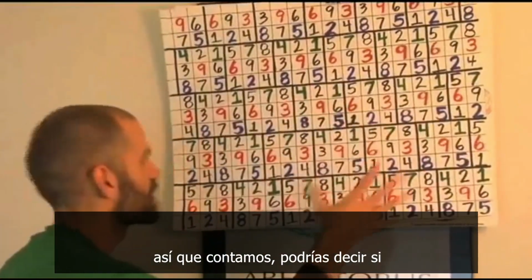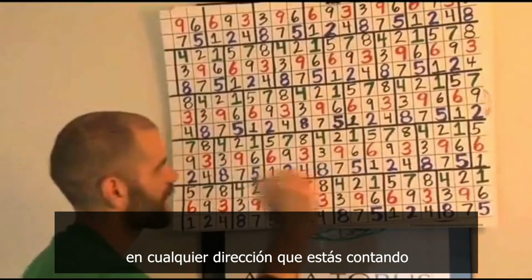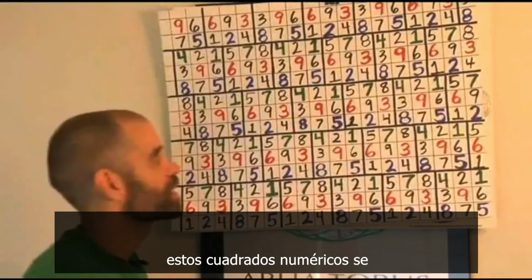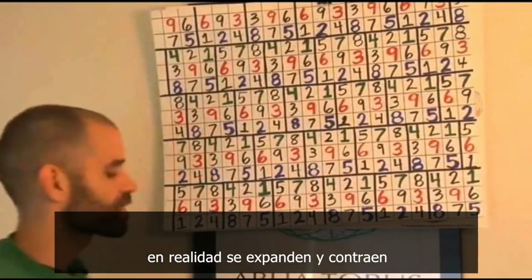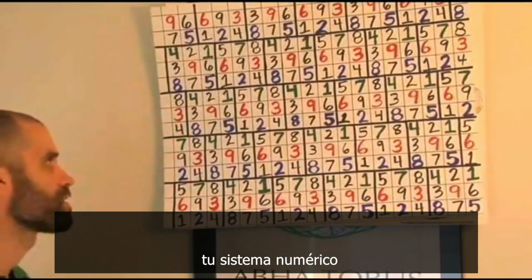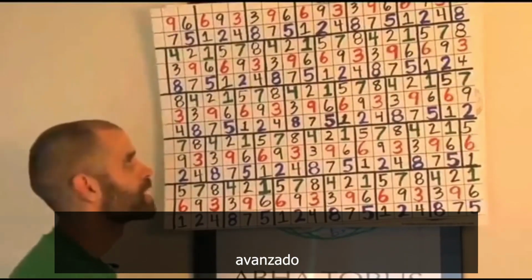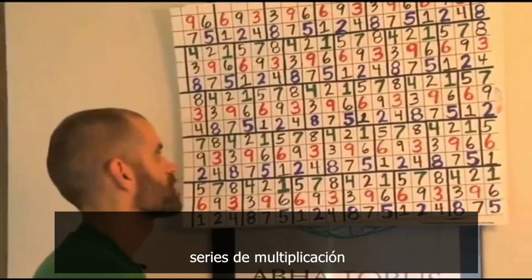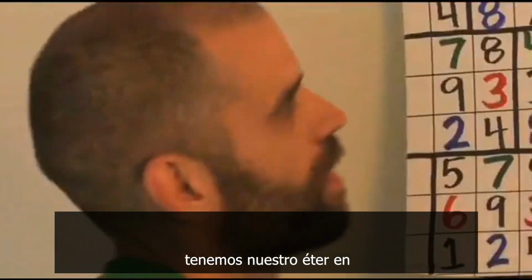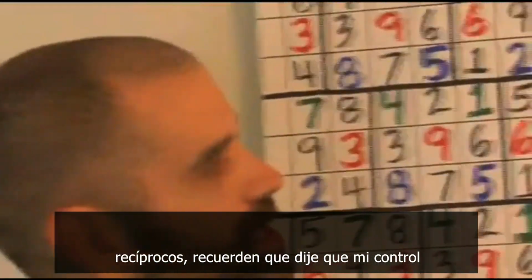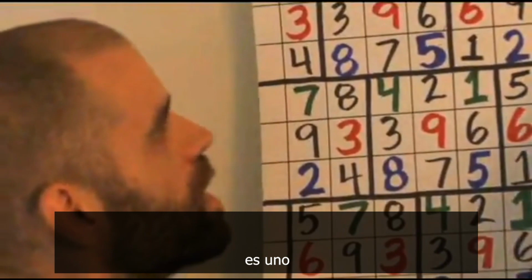So we're counting, you could say if you look at the one overarching direction, you're accounting for both doubling and halving as the principle. Now ideally, these tiles would be getting bigger and smaller because they actually expand and contract, but that depends on what your numerical system is that you're using. So that's a little more advanced. So when we're working with the numbers like this, we've accounted for the multiplication series, we have doubling, we have our etheron flux magnetic field, we have family number groups, we have all the activation series. What about reciprocals? Remember, I said my control is 1. Let's look on the other side.